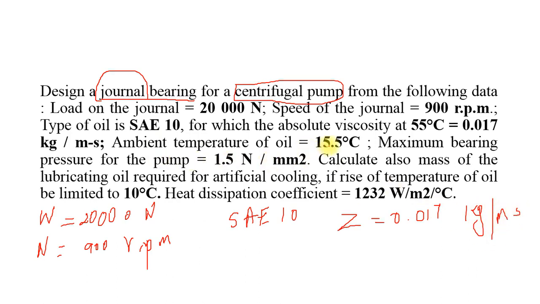Then they have given the ambient temperature, which we take as TA. TA is given as 15.5 degree centigrade, and they have given the maximum bearing pressure P, which is nothing but 1.5 Newton per mm square. They asked us to calculate the mass of the lubricating oil required for artificial cooling.